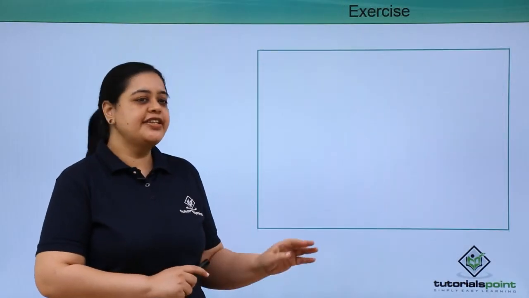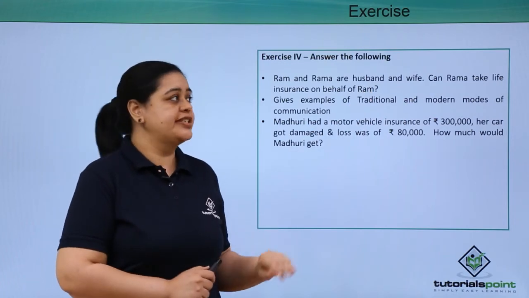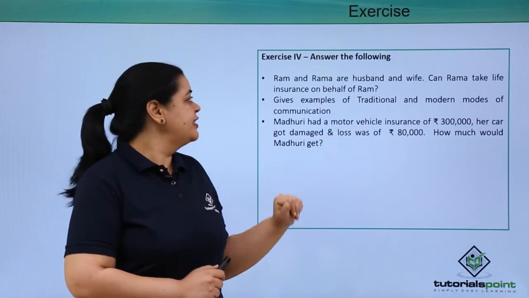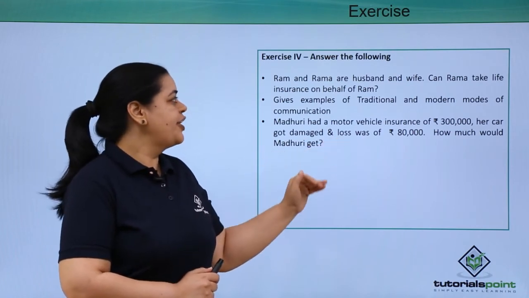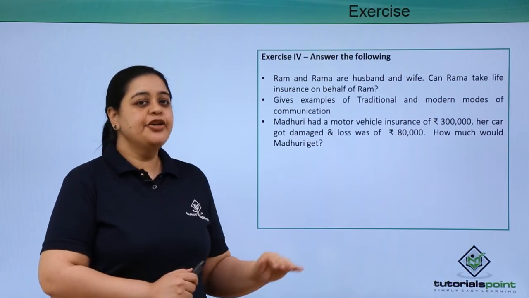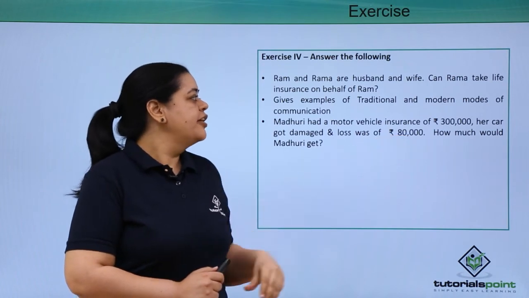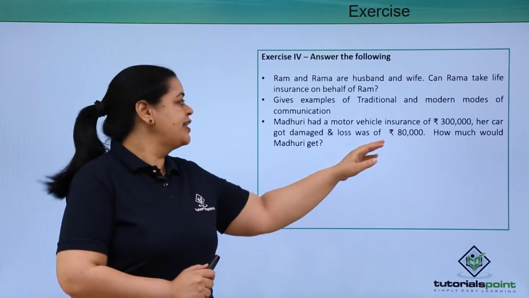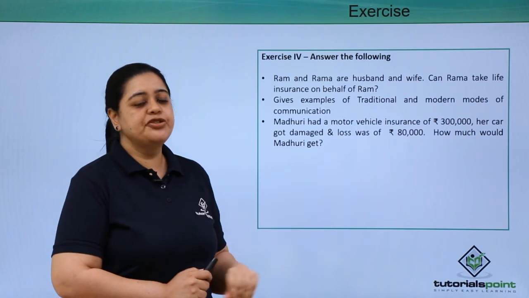Now let's do the last exercise, exercise number 4. We have to answer the following questions. Ram and Rama are husband and wife. Can Rama take life insurance on behalf of Ram? Is it possible? The second question is, you have to give examples of traditional and modern modes of communication. Lastly, Madhuri has a motor vehicle insurance for a car worth 3 lakh rupees. The car got damaged and the loss was 80,000. How much would the insurance company pay to Madhuri?